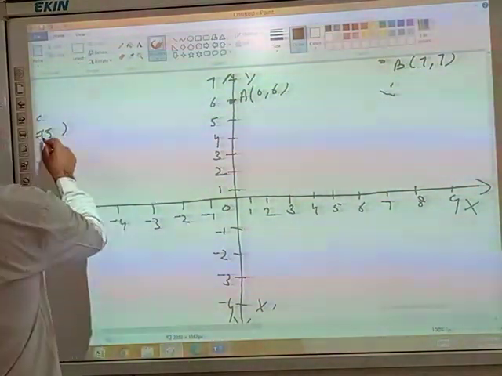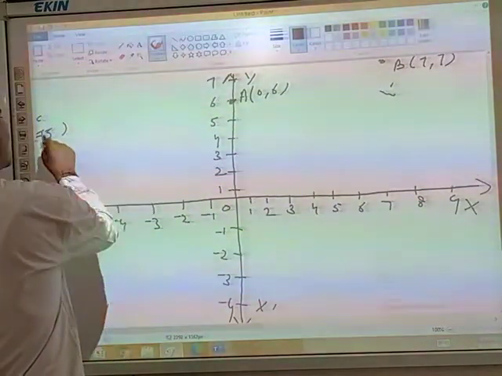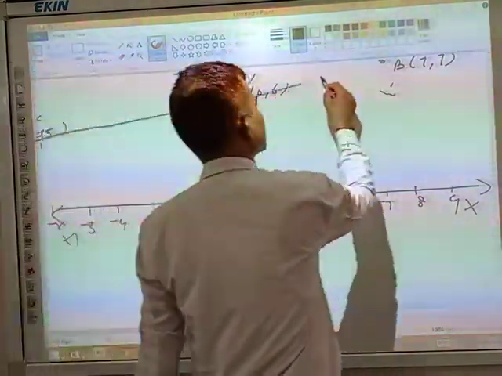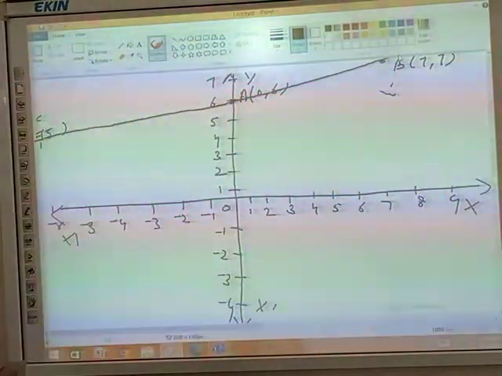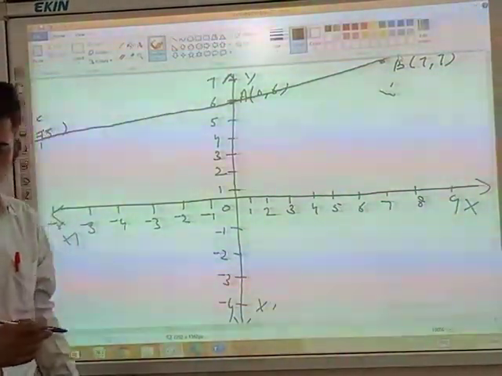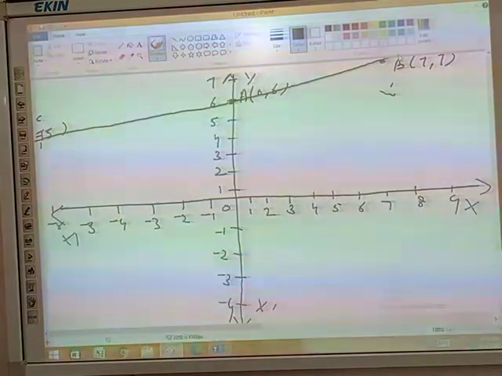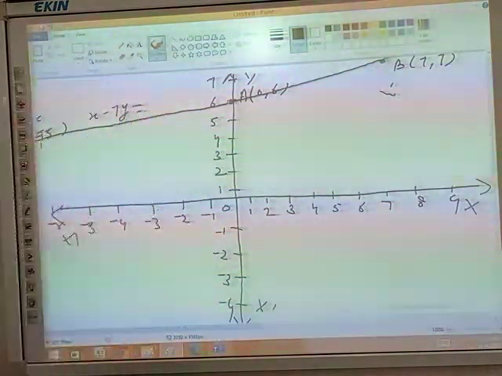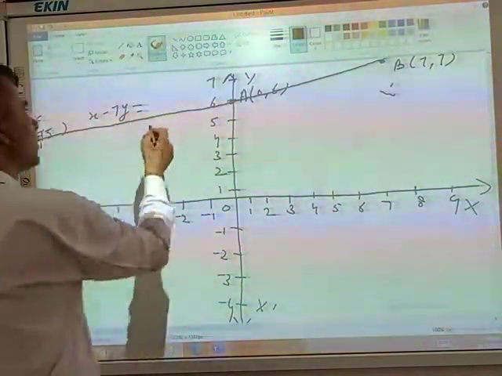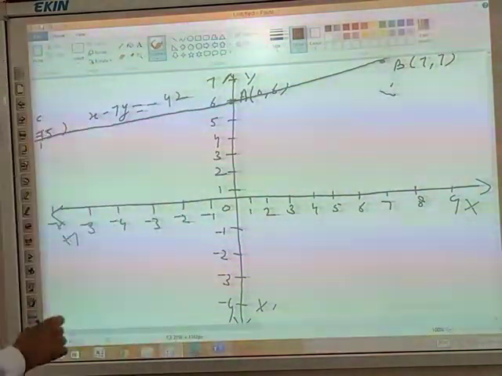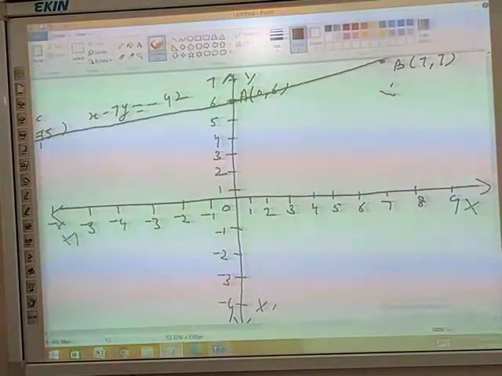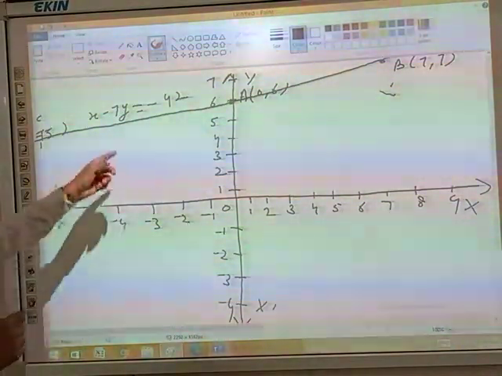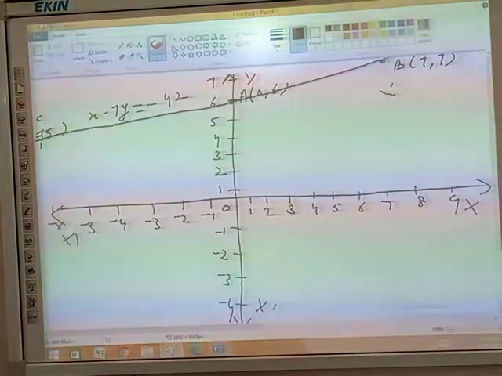Join these points and you will obtain a straight line. It forms a slant line. Yes students, this is the graph of the linear equation x minus 7y is equal to minus 42. Students, any doubt, any problems?